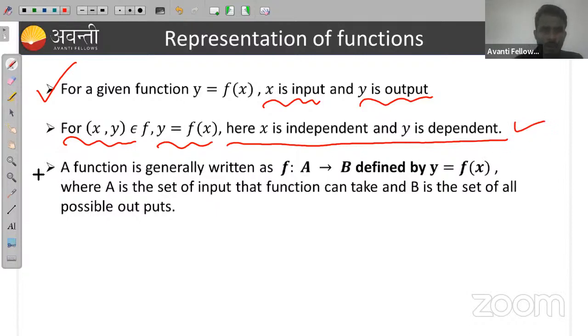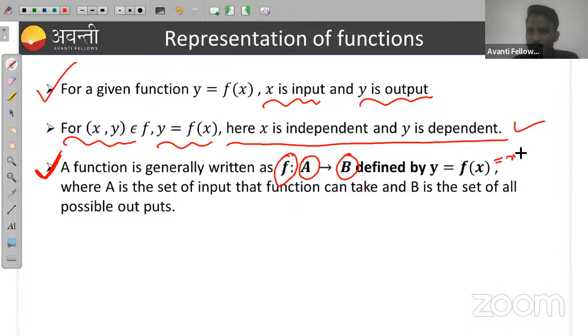Okay. So the third one you will see most in standard books, or most of the questions will represent this. This function is written in general as f from A to B. That means we get to know that this is the name of the function, this is the input set, and this is the possible output set, defined by y is equal to f of x. That means the function name will be there, the set of inputs will be there, the set of possible outputs will be there, and along with that, how the input variable and output variable are linked to each other.